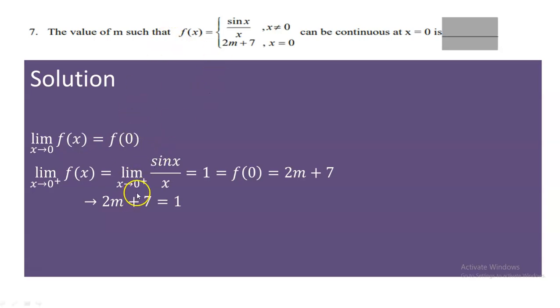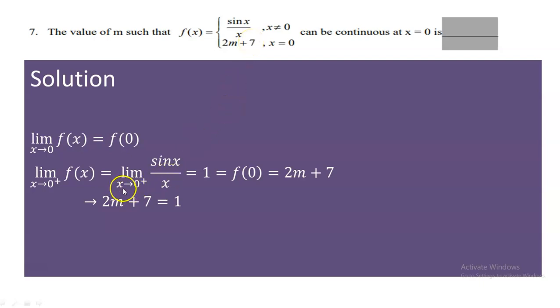Numbers close to 0 but greater than 0. So in this case, your function is the upper one, sin x over x, because when x is different from 0, that is to say when you are approaching 0, it doesn't mean that x is 0, right? So you are using numbers close to 0. So you see the upper one is going to be used, sin x over x. The lower one is used only when x is 0.